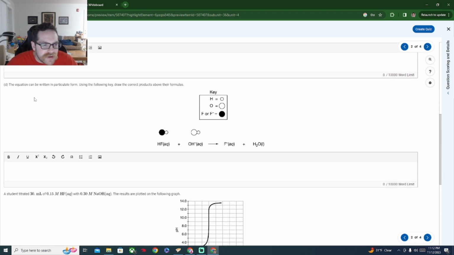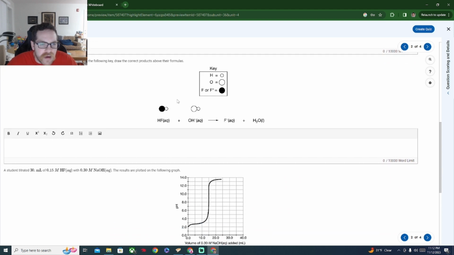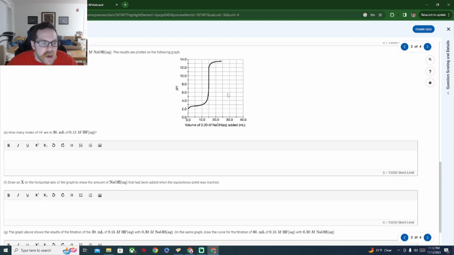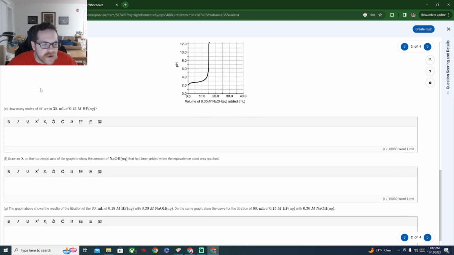The equation can be written in particulate form using the key. Draw the correct products above their formulas. All right. This one's just the black circle. That one is, right, the white circle with two small white circles. That one should be pretty easy. All right, real quick with these ones here. I'm not going to spend too long on here.